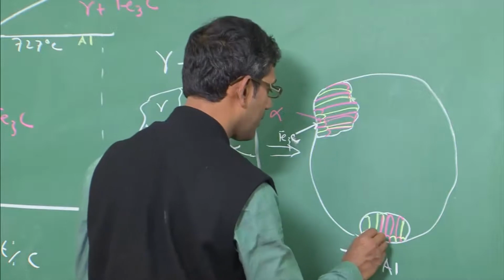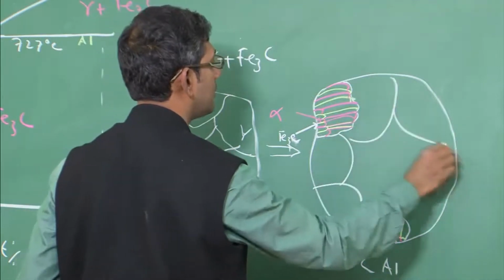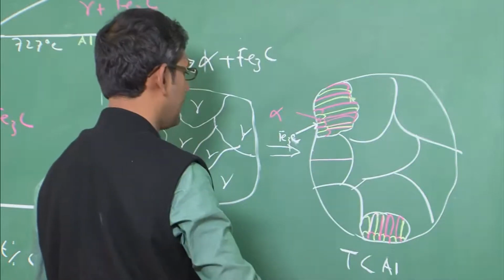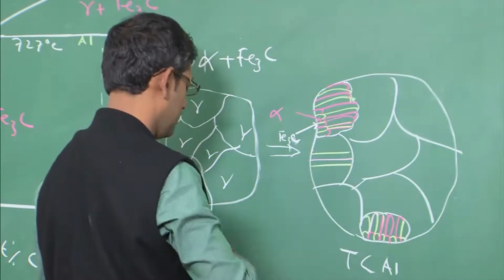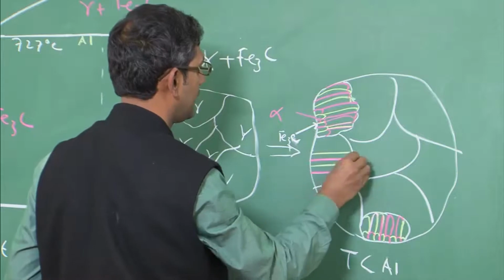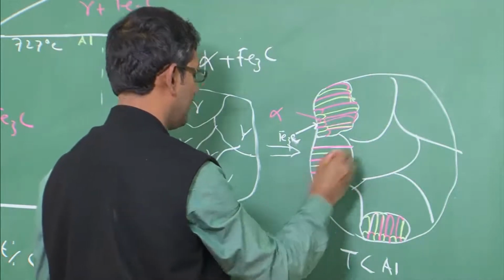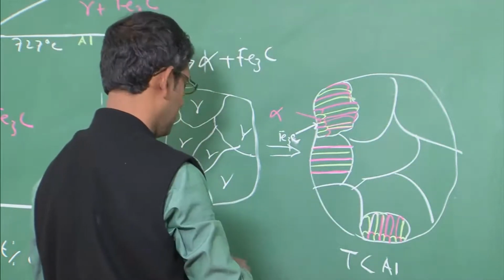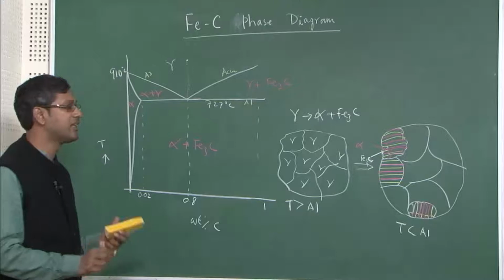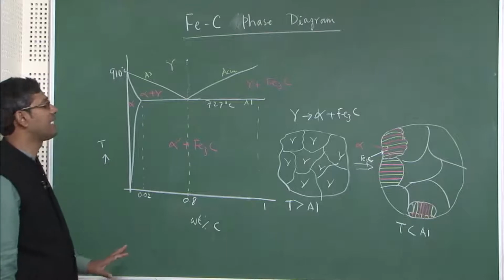This is the way the colonies will form. So, all the grains will have these colonies, I am not drawing it. Red and green, red and green, everywhere it will be like this. I am not going to draw all of them, but this is how things will happen. So, that is the way the Eutectoid transformation will occur, or this is the mechanism of Eutectoid transformation.